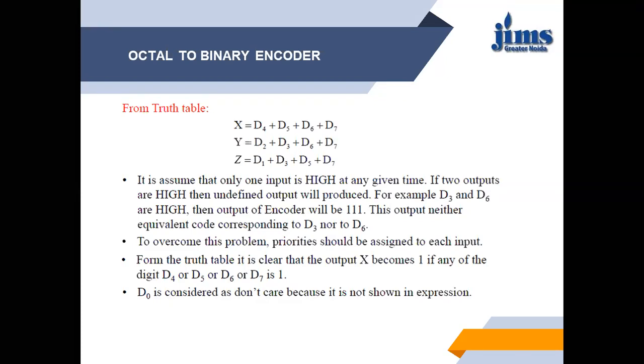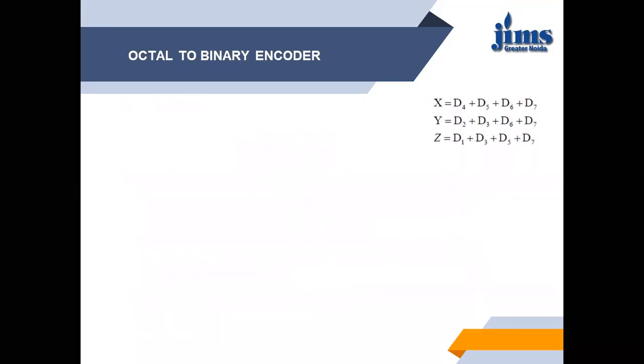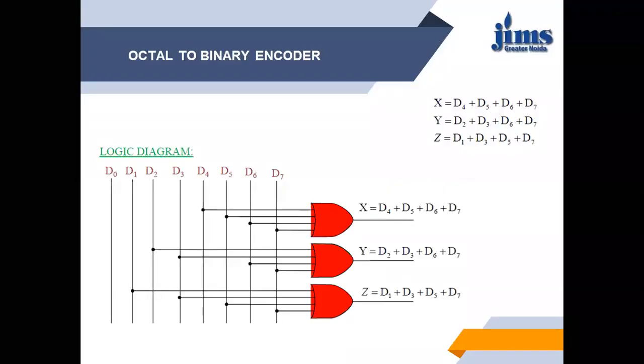So let us first design this circuit. We have X equals D4 plus D5 plus D6 plus D7, Y equals D2 plus D3 plus D6 plus D7, Z equals D1 plus D3 plus D5 plus D7, and we can implement this circuit like this. Here you can clearly see that D0 has no connection to any of the outputs. That's an issue which will be resolved in the next slide, when we discuss priority encoders.